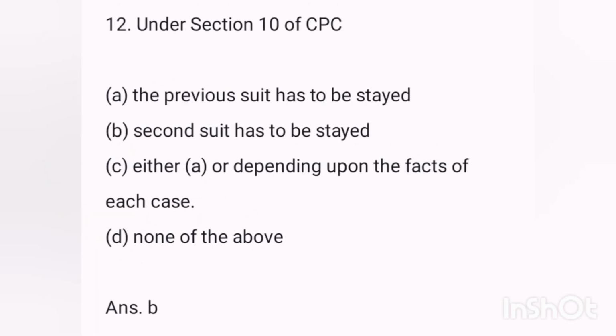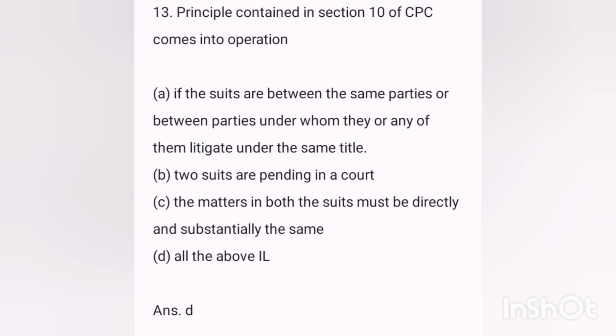Next, under Section 10 of CPC, answer: the second suit has to be stayed. Next, the principle contained in Section 10 of CPC comes into operation. Answer: if suits are between the same parties or between parties under whom they or any of them claim, litigating under the same title, and two suits are pending in a court, and the matter in both suits must be directly and substantially the same.